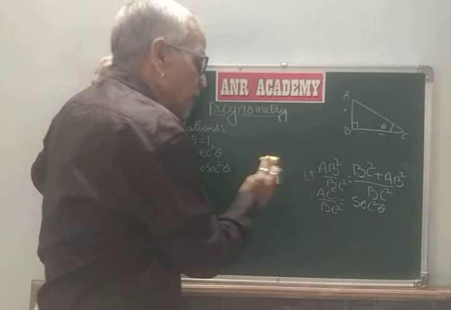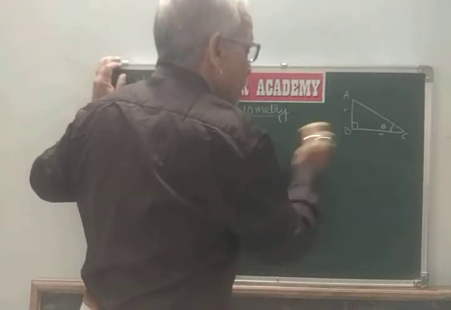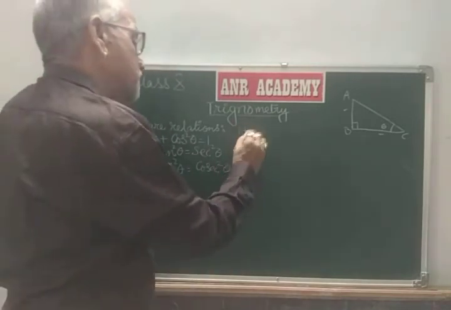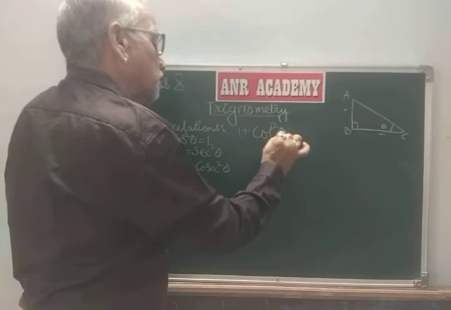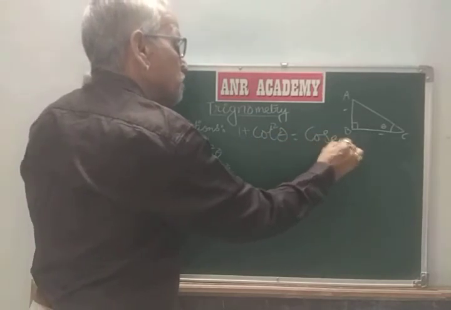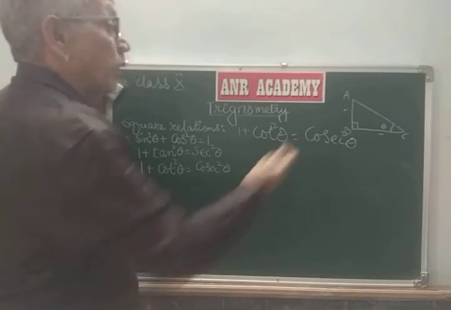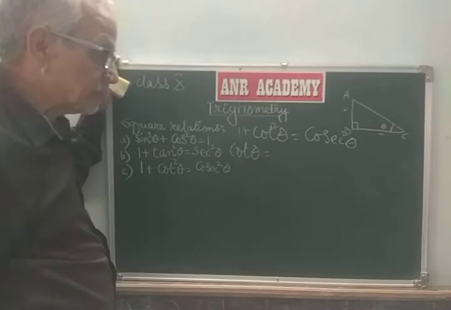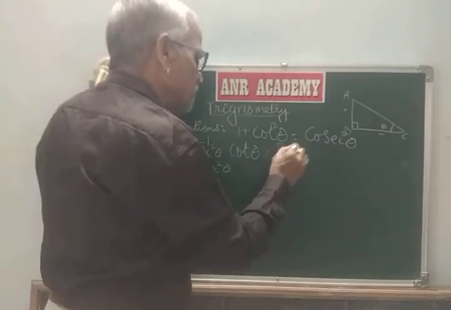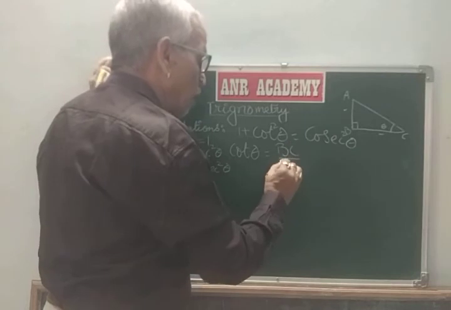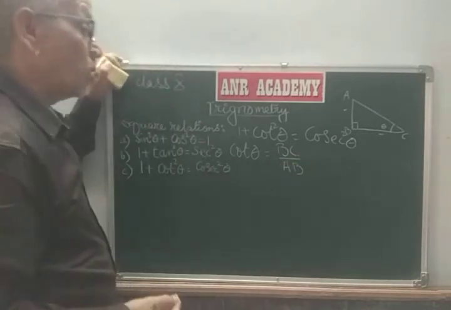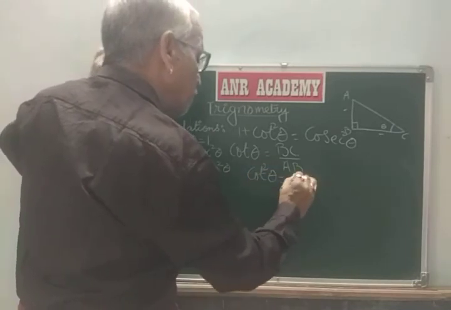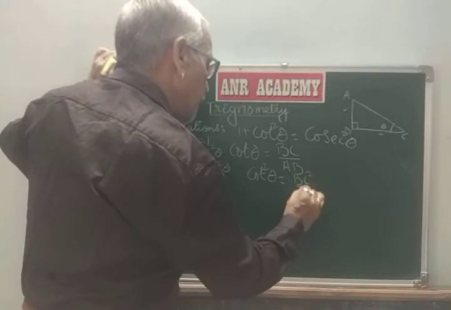What is the third square relation? 1 plus cot square theta is equal to cosecant square theta. So according to this diagram, what is cot theta? Cot theta is equal to adjacent side by opposite side. Cot square theta is equal to BC square by AB square.